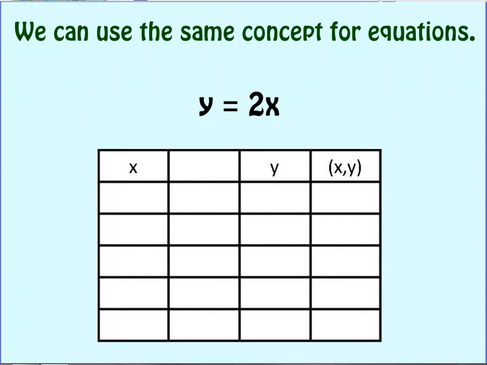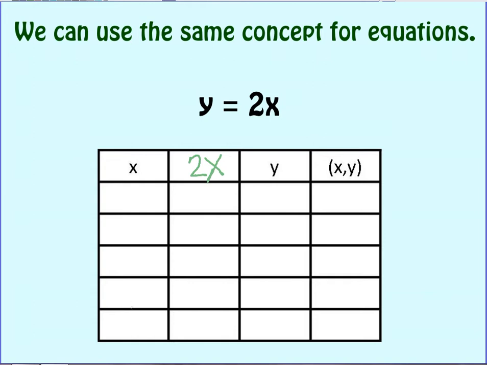We're going to do that same thing with just regular equations. Sometimes you won't have a scenario. You're just given an equation to work with. We need to be able to do the same thing with our equations. So let's take a look. Here we've got an equation y equals 2x. That means multiply your x value by 2 to get your y value. So here in the middle column, we're going to put 2x.